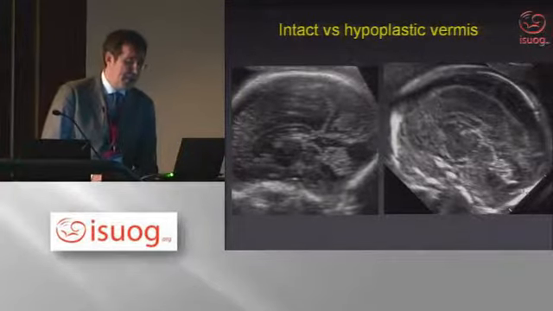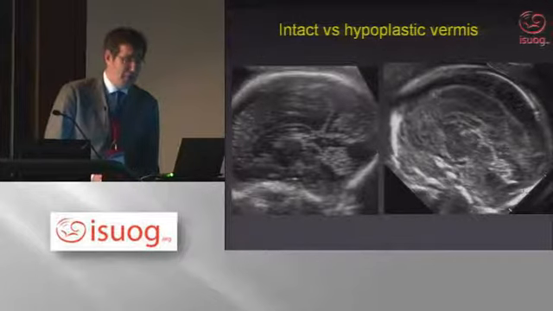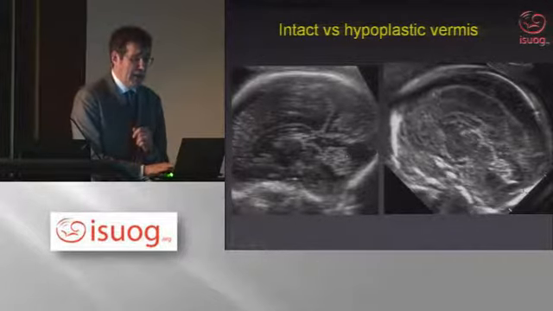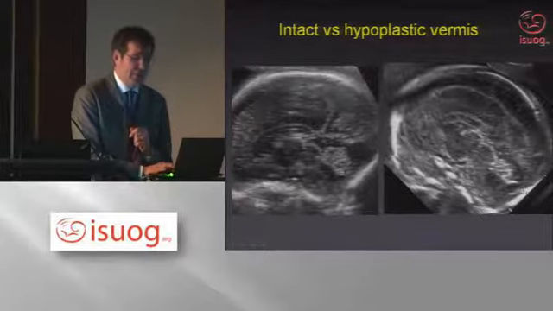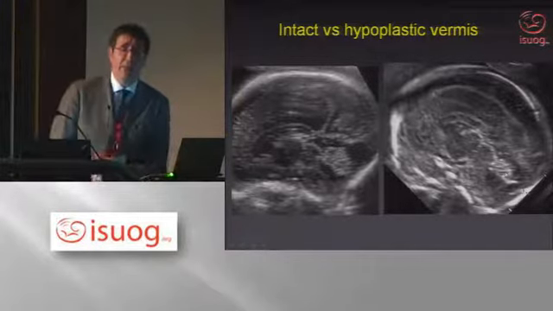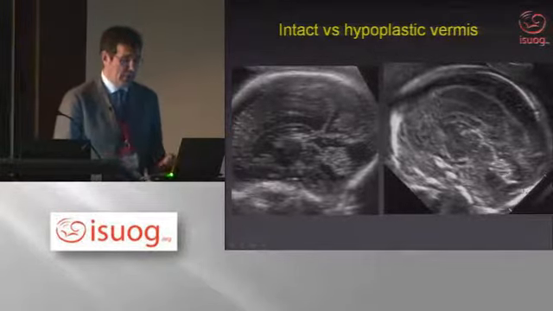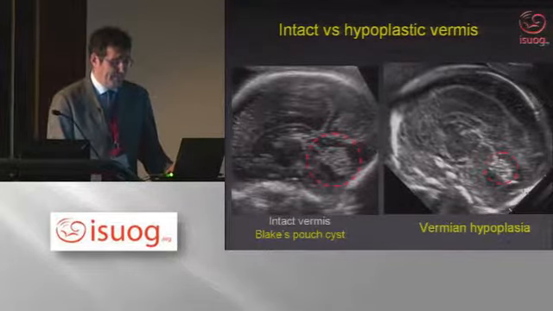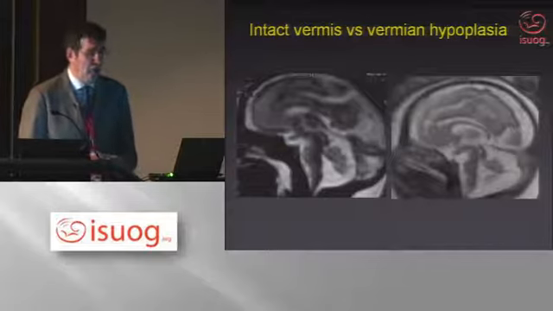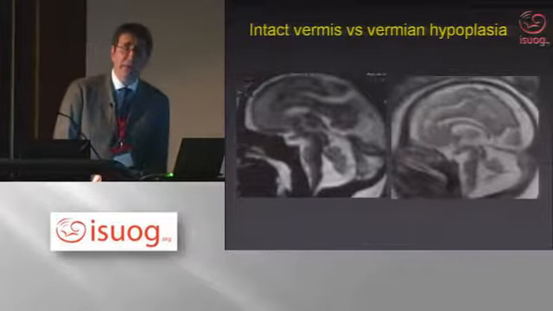This is Blake's pouch cyst versus a hypoplastic vermis. And as you can see, this is a nice mass of cerebellar tissue with the indentation of the fastigium, one primary fissure, and that is just a little bundle of tissue, extremely small. So in many cases, it is pretty obvious since the beginning. And you can use magnetic resonance as well.